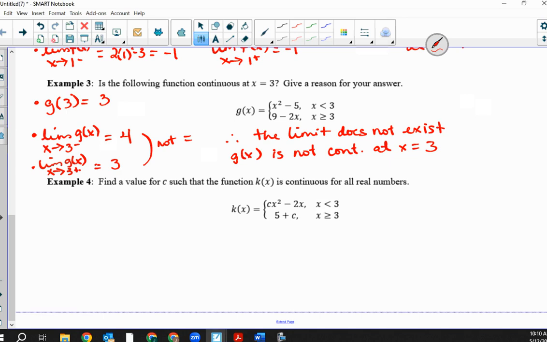All right, let's go through it, guys. You even get that wrong. That's so easy. Okay, what do we know needs to be true for this to be a continuous function?